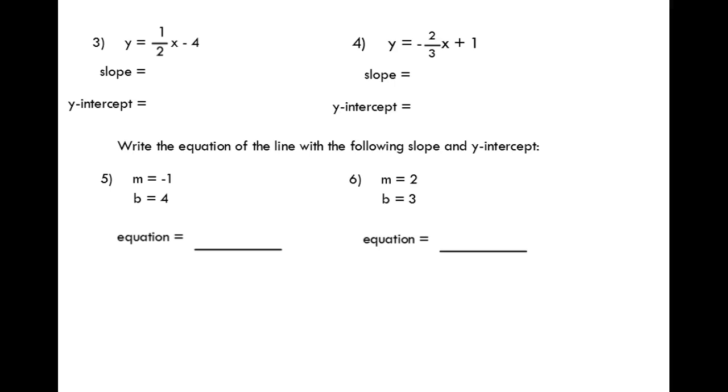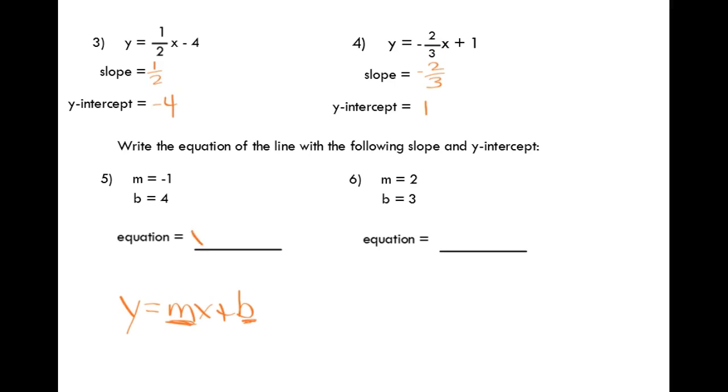Oh, a couple more examples of the same thing. So in this case, the slope is 1/2, and the y-intercept is -4. And over here, again, just as easy, -2/3 and 1. When it's in slope-intercept format, it's really easy to come up with the slope and y-intercept. And we're going to reverse it here. If you're given the slope and the y-intercept, we're going to have to write the equation. So remember, every equation starts like this. And we're just replacing the m and the b with the correct values.